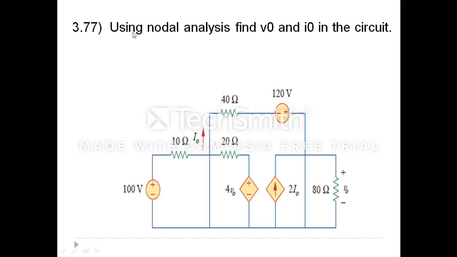Now here is the third question. Using nodal analysis, find V0 and I0 in the given circuit. Here is the given circuit. In this, I0 current is going, and here is the V0. We have to find V0 and I0. So let's see the solution for this question.